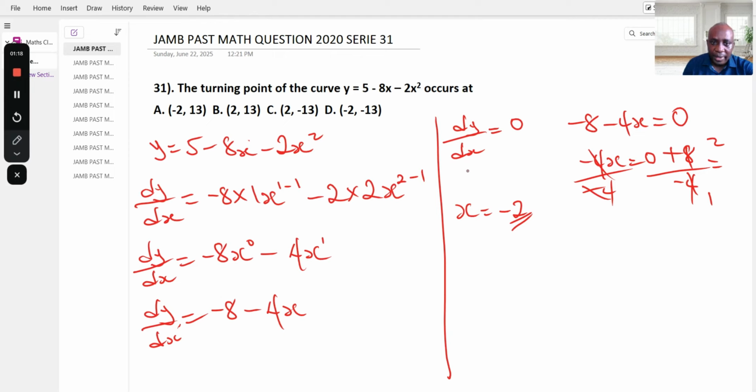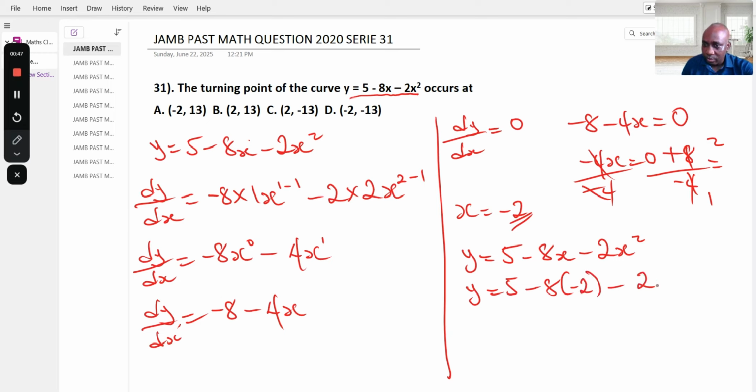Now we substitute for x and remain y, because the question says the turning point, x and y. Therefore, we are going to use the first equation, the equation that the question gave us. When x is equal to minus 2, therefore y equals, let me first write out the question. Therefore, y is equal to 5 minus 8 times x. What is our x? Our x is minus 2. Minus 2 raised to power 2.